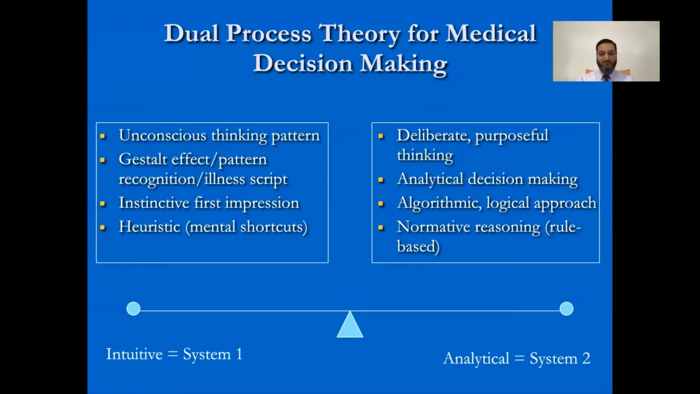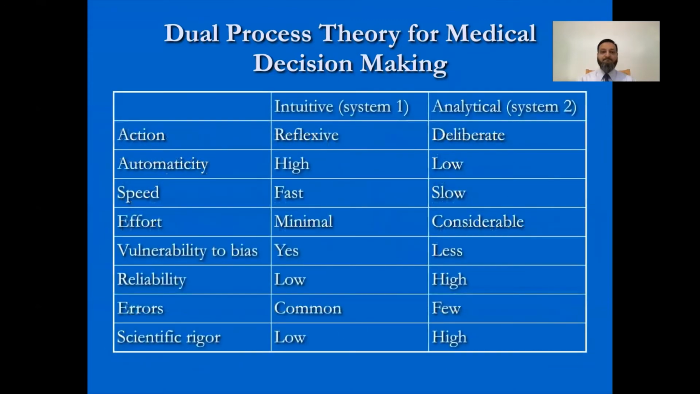In system one, which is more intuitive, the physicians tend to use more heuristics, meaning mental shortcuts. This is very different from system two, which is a much more analytical type of approach. In this one, the thought process is much more deliberate and purposeful. There's an analytical decision-making process, and it follows algorithms and a very logical approach, and it uses more normative reasoning or rule-based processing.